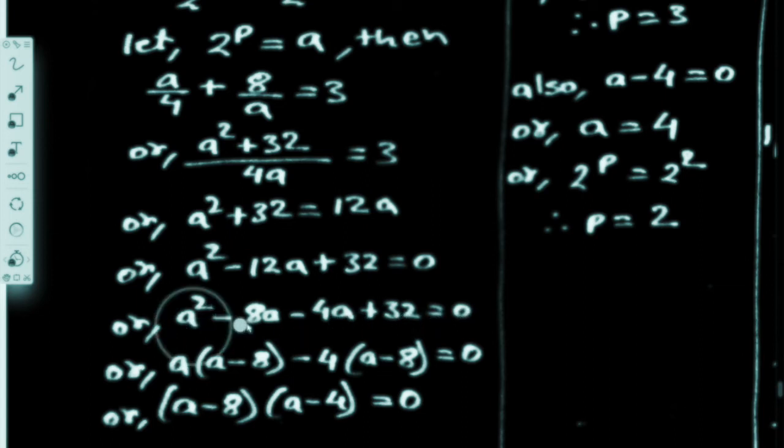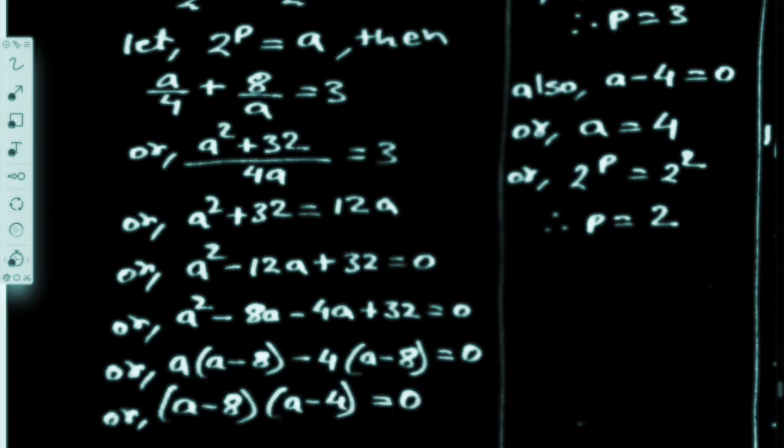Now the common factor of these two shall be taken. Here a is common, so a is kept ahead of the bracket: a minus 8. Then what is non-common here, minus 4 is common here: minus 4a minus 32, taking 4 common, so 32 becomes 8. So 4 common, a minus 8 equals 0. Now a minus 8 is similar in both, so it should be kept ahead: a minus 8, and a minus 4, equals 0.